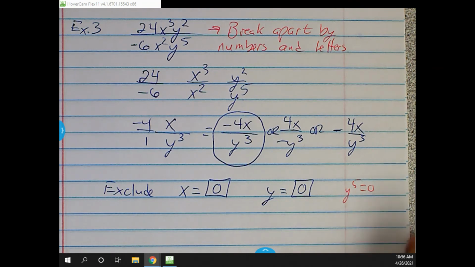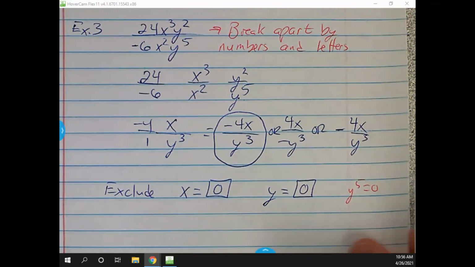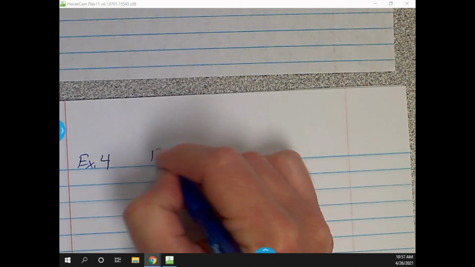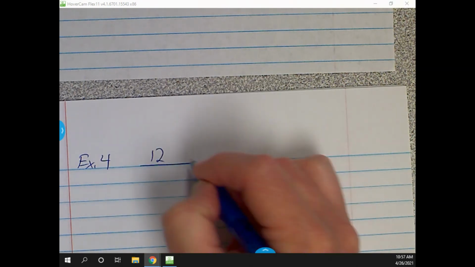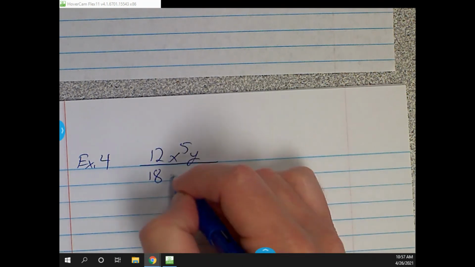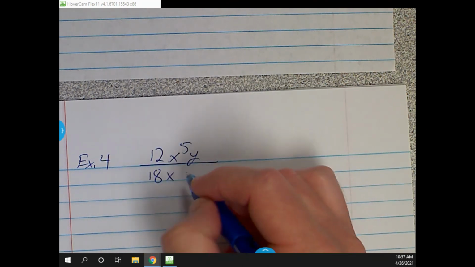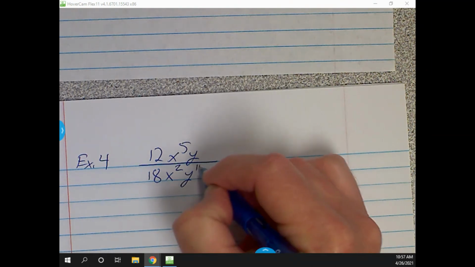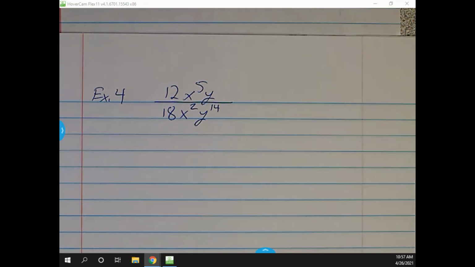And then we've got one other big thing we got to do, and then one other little thing that kind of goes with it. Again, this one won't be real long. It'll be a short one. All right, so let's go with 12x to the fifth y over 18x squared y to the 14th.